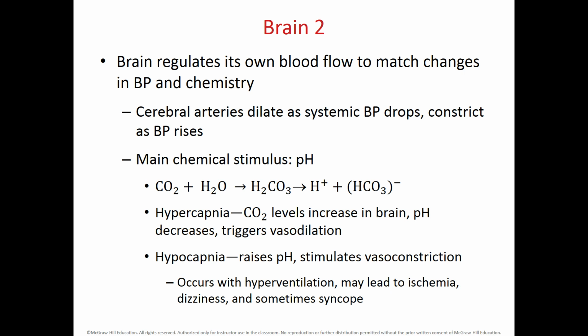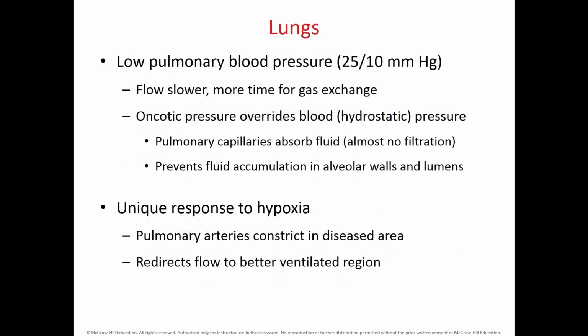And when you have hypocapnia, like when someone is hyperventilating, when the person gets scared or emotional and starts hyperventilating, you reduce your CO2 levels. So that will stimulate a rise in the pH, or a decrease in the hydrogen ion levels, and stimulate vasoconstriction of the blood vessels in the brain.